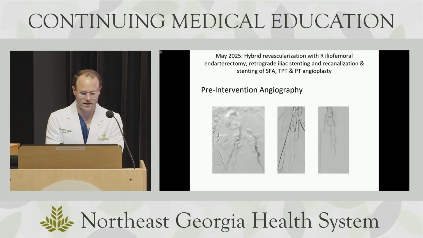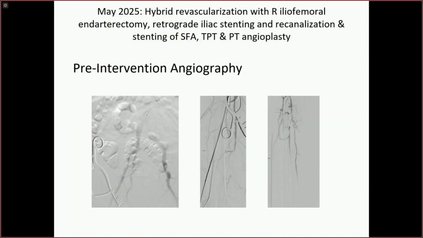So in May 2025, we took him to the OR. We performed a hybrid revascularization. We did a right iliofemoral endarterectomy, retrograde iliac stenting, recanalization of his SFA with stenting, and TP trunk and PT angioplasty. You can see on the image on the left, he has an external iliac stenosis. It was probably 50 to 75%. In the middle picture, you can see his occluded SFA. And then on the right, you can see his near occlusive TP trunk stenosis proximally, and then his PT disease.